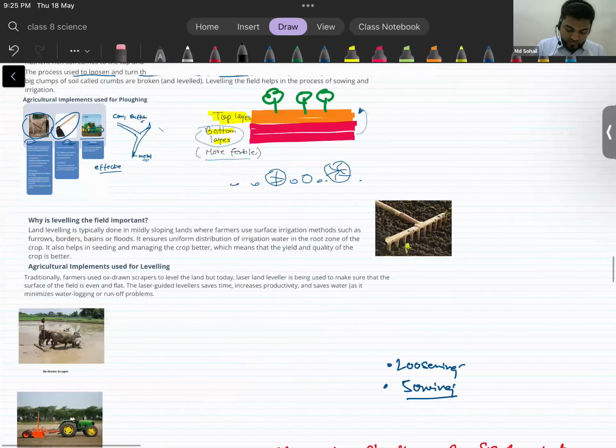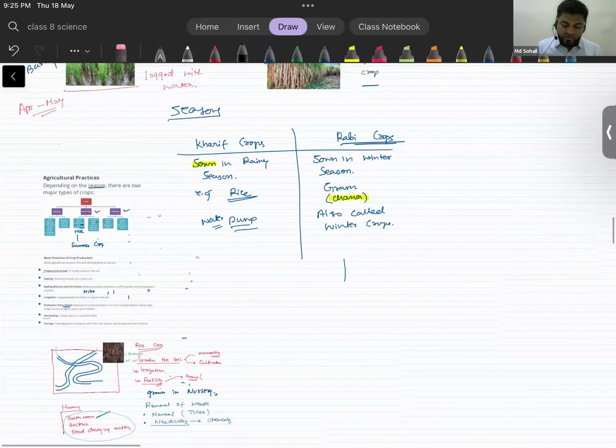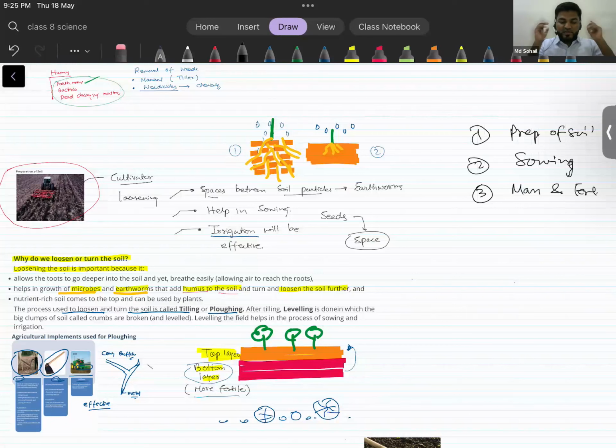Okay. So far we have talked about three things here. One is the preparation of soil. Another thing we have discussed is sowing, its method, the tools, and how to sow the seeds. Third one is manure and fertilizers. So these three things we have discussed so far in the chapter.